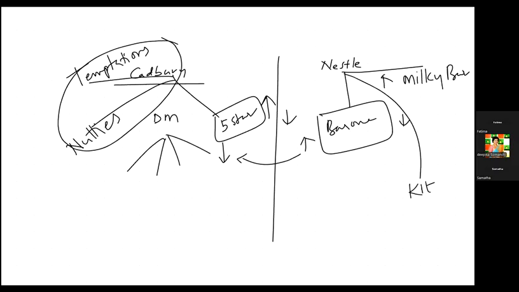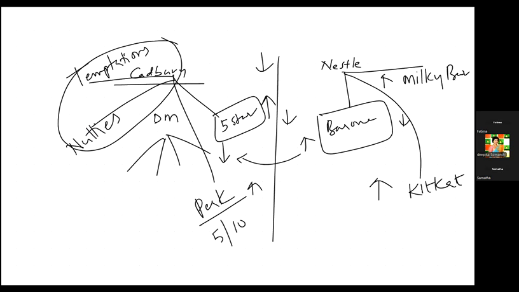Kit Kat is something which created a sensation. Because of this, again, Cadbury is into losses. They launched a new product similar to Kit Kat, so-called Perk. Perk is a hit because they launched it in 5 rupees and 10 rupees variants, whereas Kit Kat was in 12 rupees and 24 rupees variants. So there is a very good amount of price sensitivity over here.